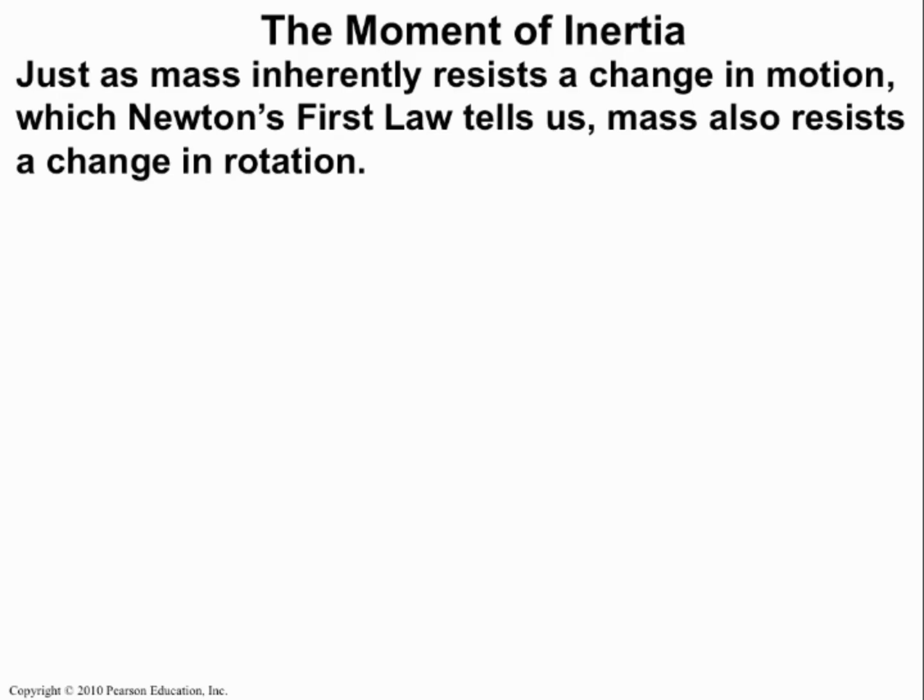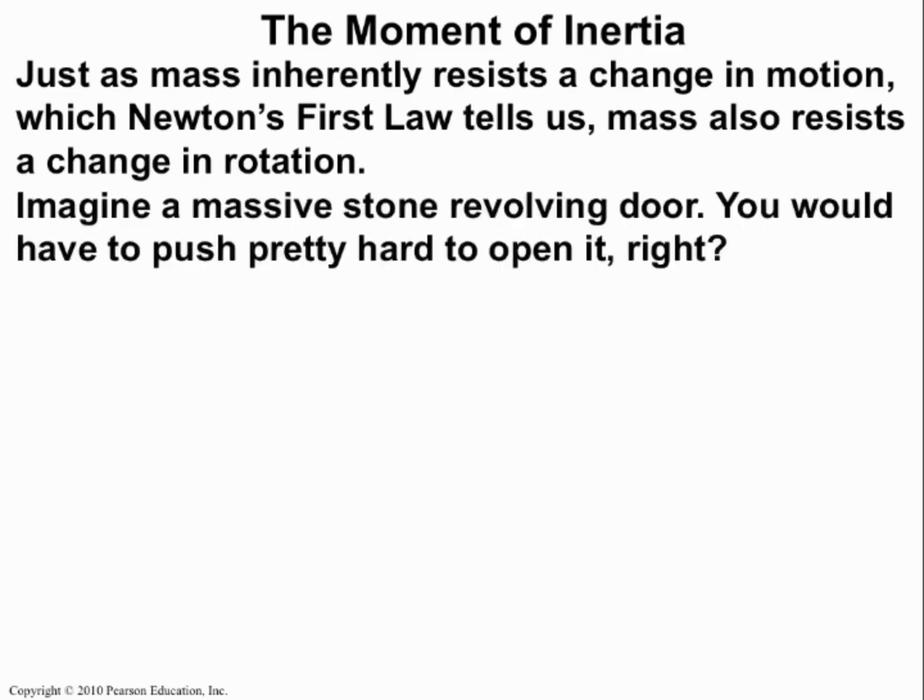The law of inertia. All right, now this law also applies to rotation. So, an object that can rotate resists rotation, or if it's already rotating at constant velocity, it resists stopping. So it's just the rotational equivalent of Newton's first law. So imagine a massive stone revolving door. All right, pretend that there's no friction on the pivot. It's freely revolving.